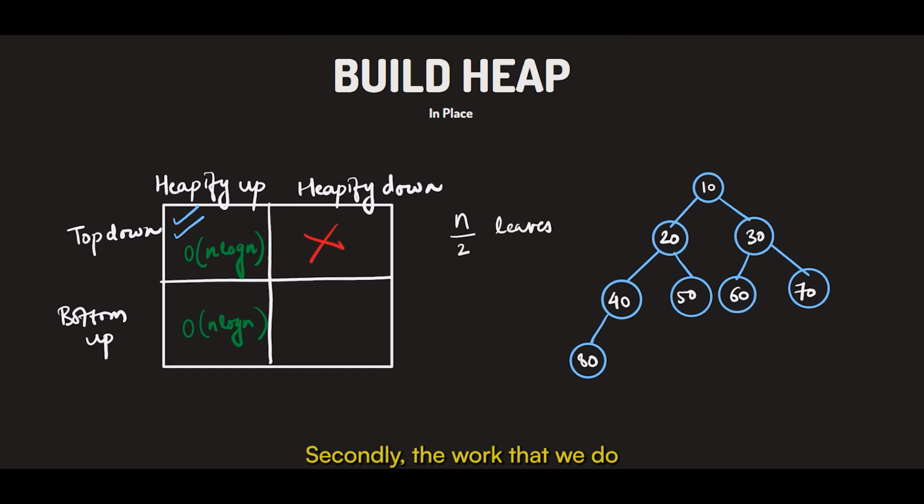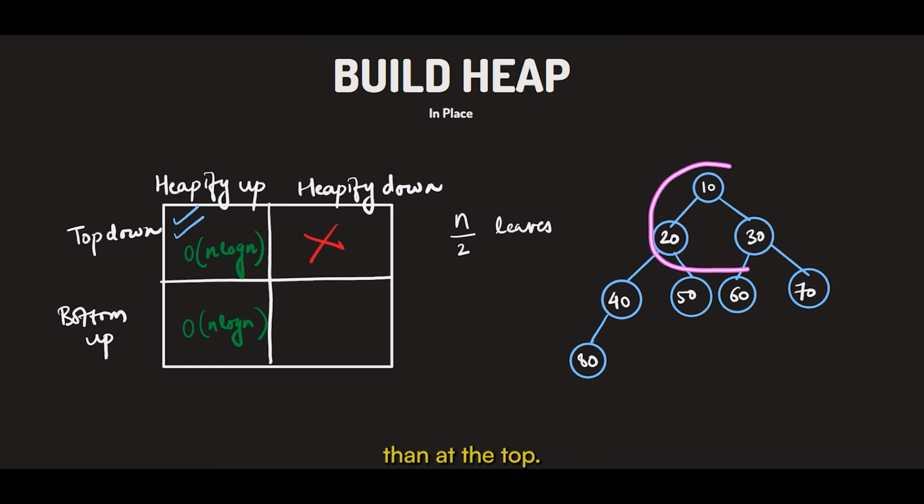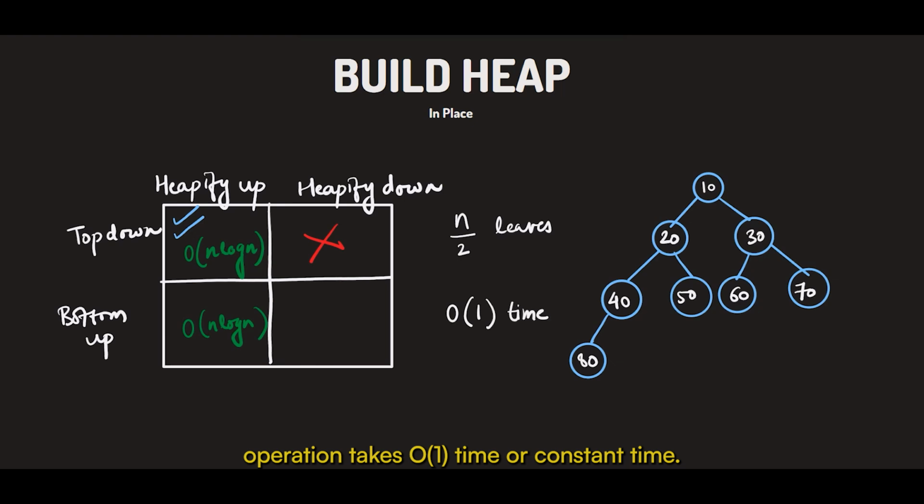Secondly, the work that we do at each node depends on the height of that node, since at most a node can go h number of steps in the downward direction. And since in a complete binary tree, there are more nodes at the bottom of the tree than at the top, more often than not, the Heapify operation takes O of 1 time or constant time. We can also prove this mathematically.